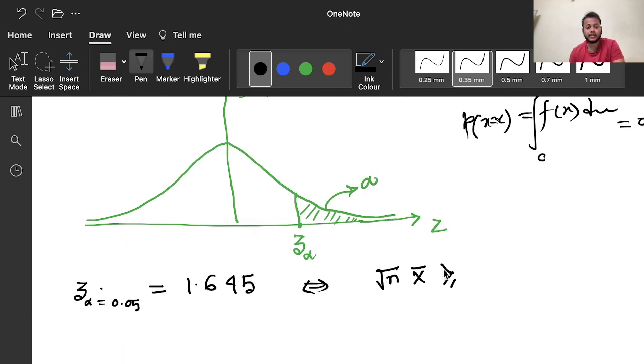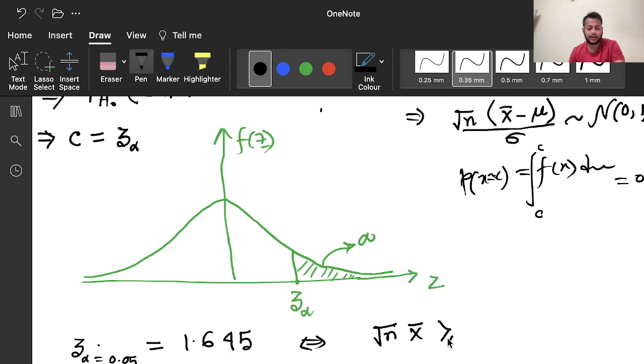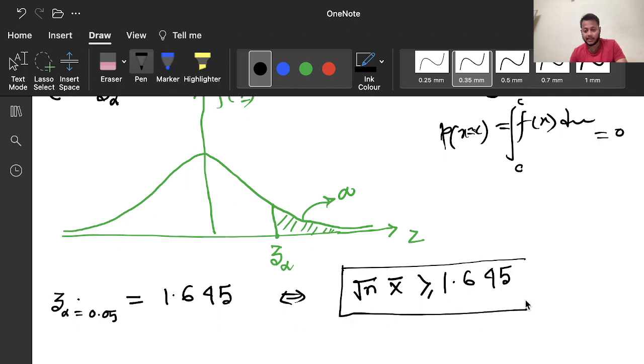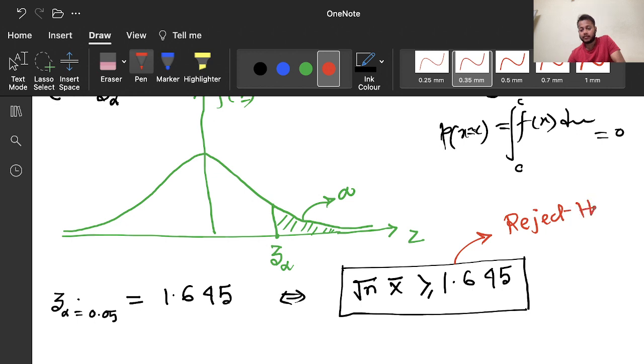So if root n x bar is greater than C, that is z alpha, meaning 1.645, we can easily reject the null hypothesis. So this is the most powerful test.